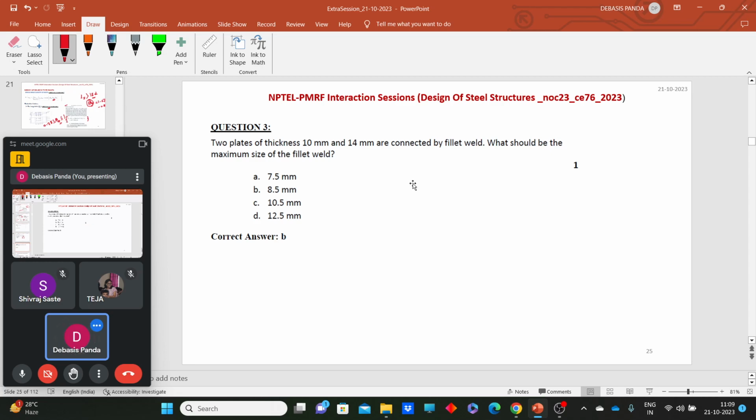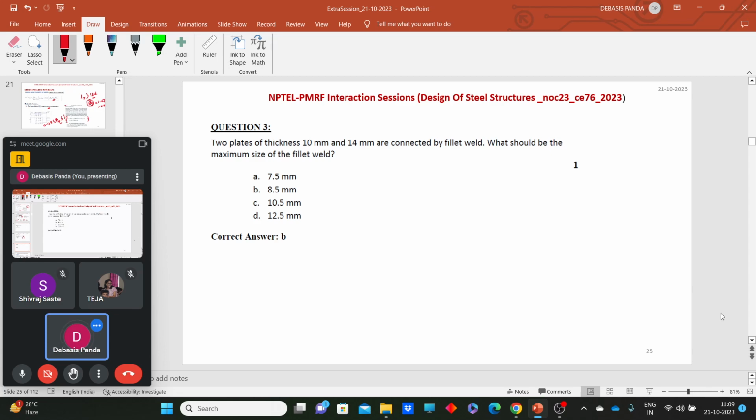Now this question is from weld connection. What should be the maximum size of the weld? Here two plates. So recall, we went through the details of how we can fix the minimum and maximum size of the weld. The minimum size of the weld should be specified for two cases, if we have plate to plate connection and if we have plate to angle connection.